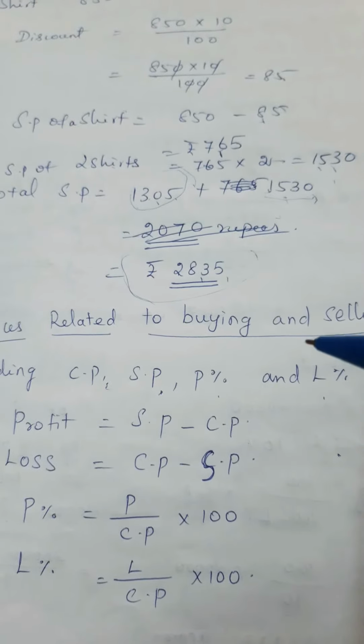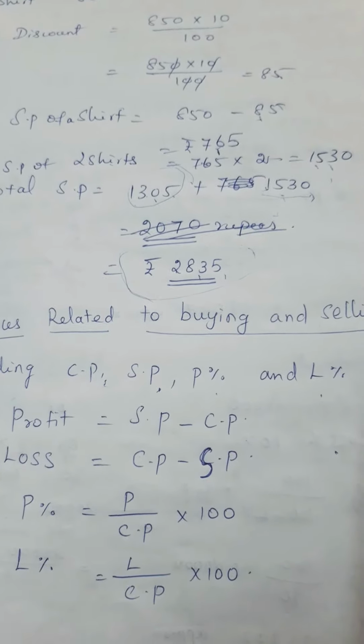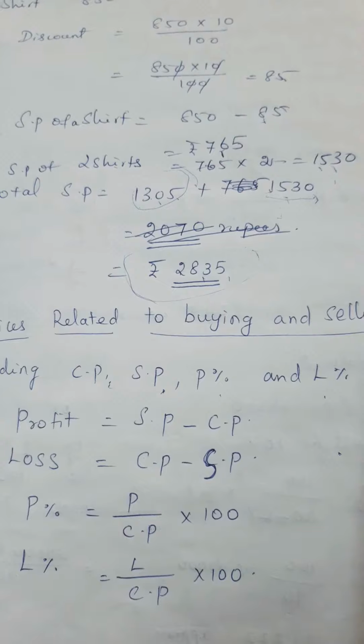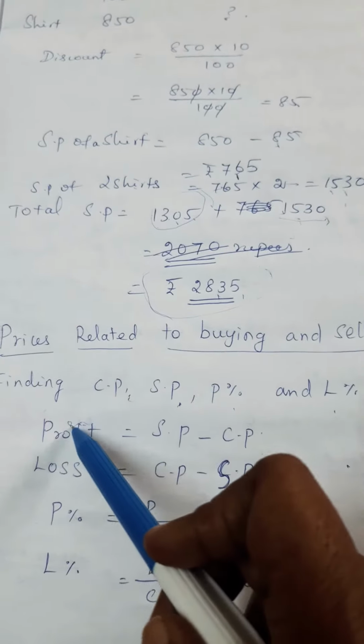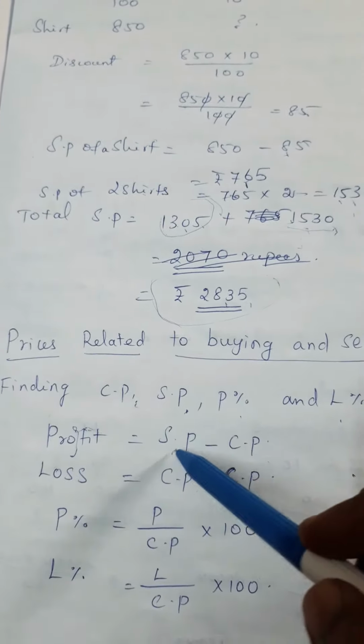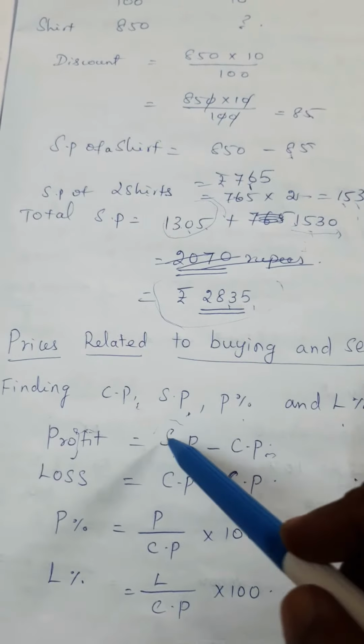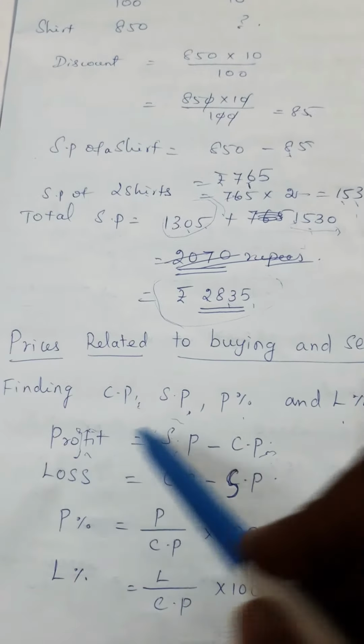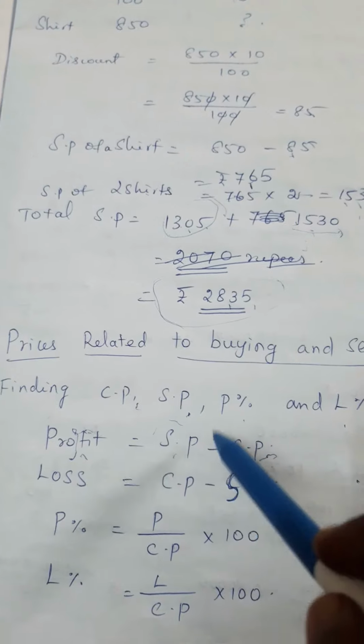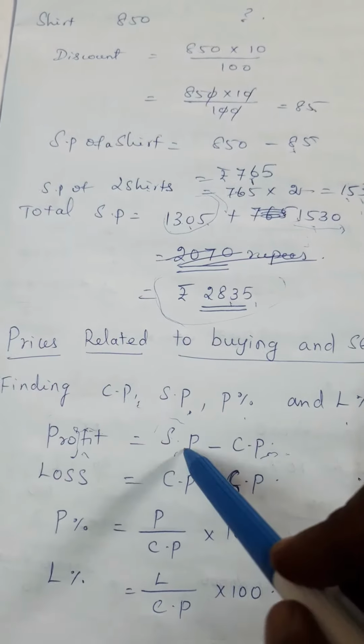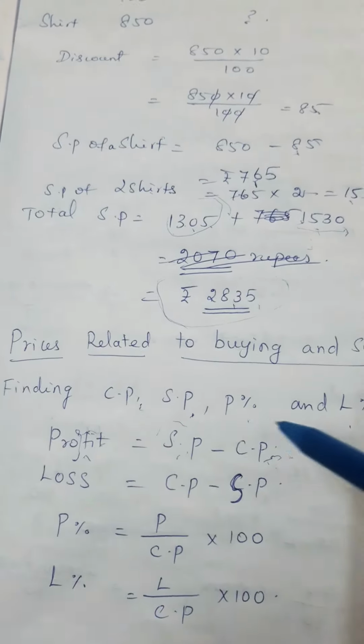How did you find out? Selling price is 110 and cost price is 100, so we have to subtract it. 110 minus 100 is 10 rupees. That's what we have written here. Profit can be written as selling price minus cost price. In this case, selling price must be greater than cost price. If selling price is greater than cost price only, we will get a profit.